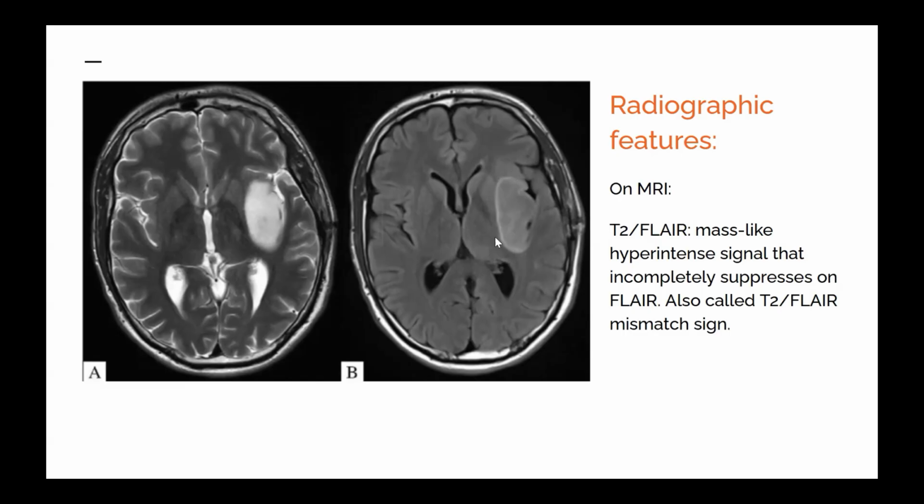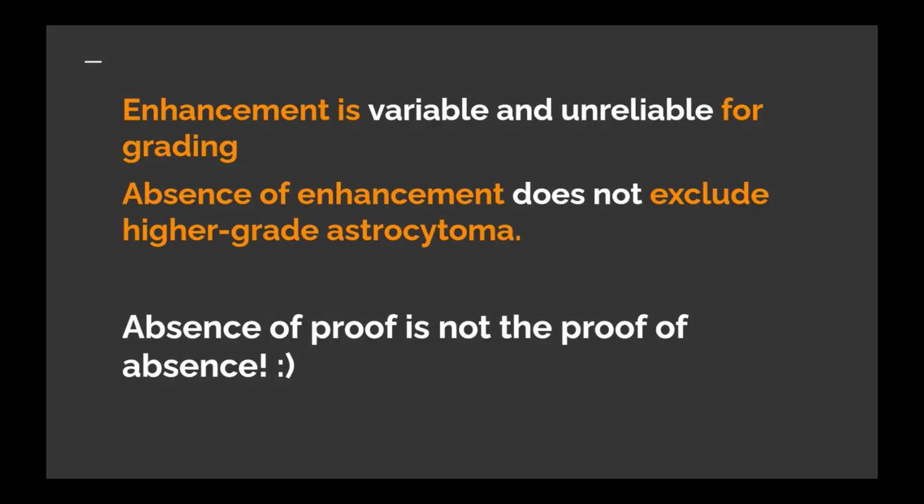The peripheral rim is still going to be hyperintense, but you will see that centrally the lesion is going to be hypointense. This is called the T2 FLAIR mismatch sign. It's a very good sign to differentiate astrocytomas and oligodendrogliomas, especially when they have other overlapping features.